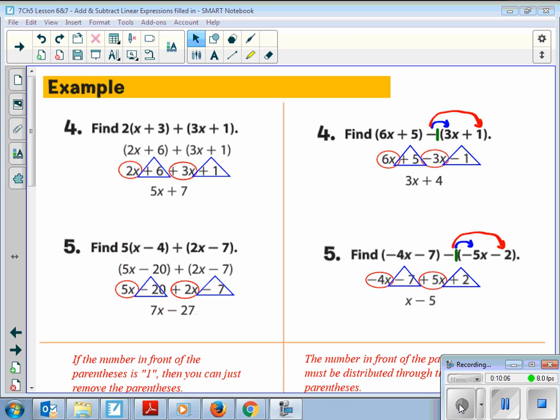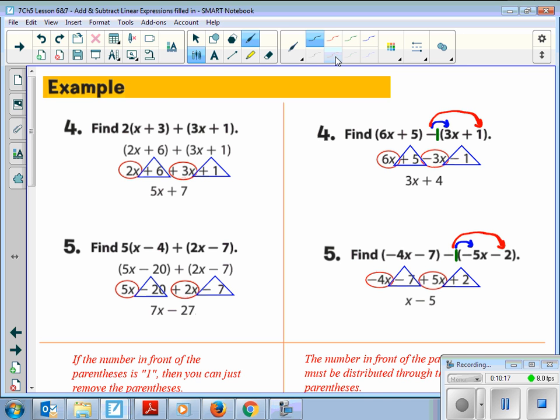All right, so what's different about these is that now, rather than just taking away the parentheses, you can see that you would have to use the distributive property here first. Does everybody see that? Okay, so for example 4, you have 2 times the quantity x plus 3 plus 3x, the quantity 3x plus 1. So once you distribute, 2 times x is 2x, and 2 times 3 is positive 6.